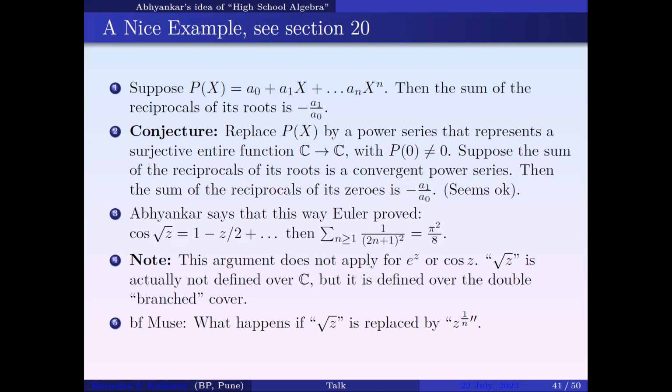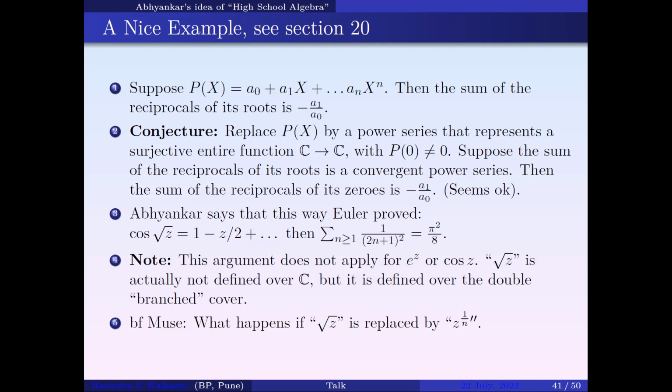So that is the power series. Now, the conjecture takes P(x) to be a power series that represents an entire function from C to C over complex numbers, if P0 not equal to 0. Now, for making the conjecture, I have to say it's surjective. If it's not a surjective function, like e to the z, then the result is not true. Then suppose the sum of the reciprocals of the roots he is taking; now that will become a series, and that sum may not be convergent. So assume that the sum is convergent also. So if that is true, then the sum of the reciprocals of the zeros of that infinite power series is minus A1 by A0. So this is in some ways reasonable.